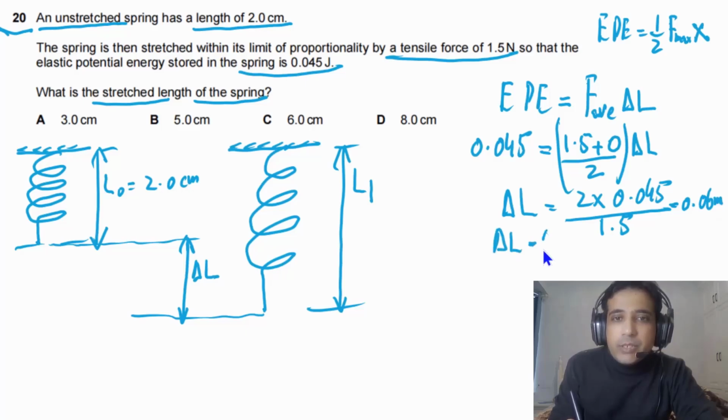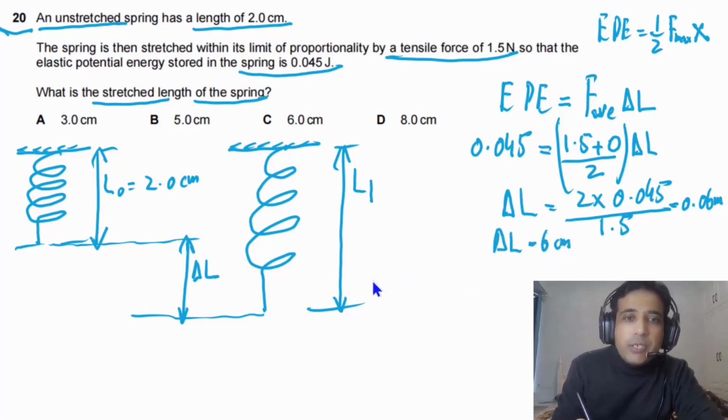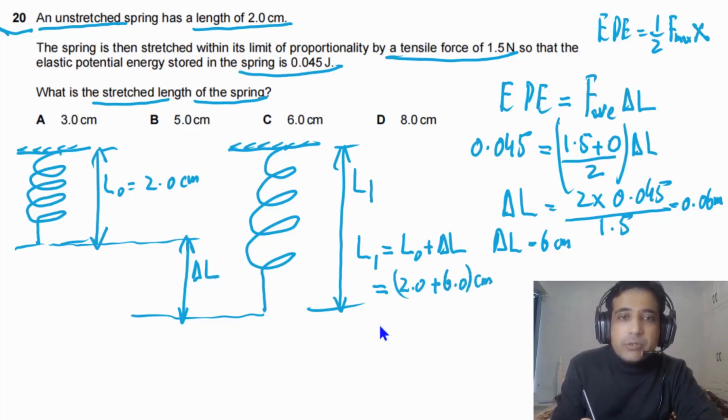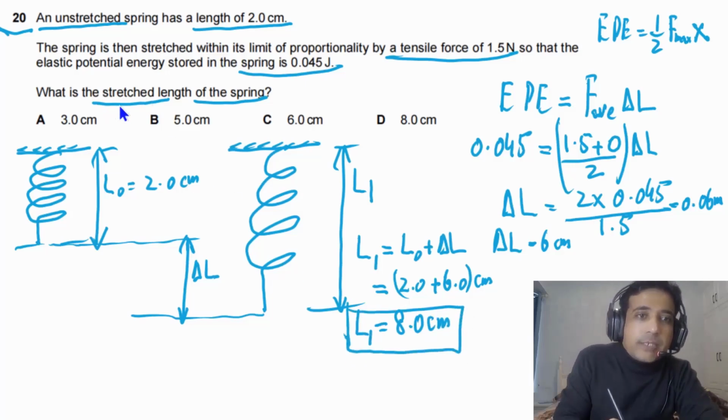But we need to calculate L1, and L1 is equal to L naught plus delta L. So we need to calculate the value of L1, the stretch length, meaning the total length of the spring. L naught we have 2.0 centimeters, and delta L is 6.0 centimeters. So this is in centimeters. Our final answer in this case will be equal to 8.0 centimeters, and this is the total length of the spring after we apply force on it. Stretch length means the total length.